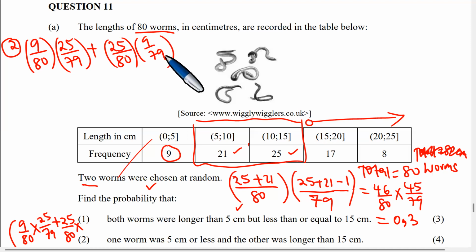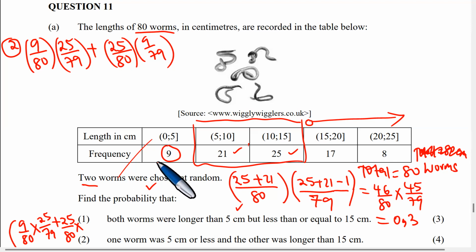Look at these carefully. So the way we do the probability, it is a random thing, but one worm was 5 centimeters or less, and the other was longer than 15. Remember, two worms are chosen at random. So either you choose the shorter one first, and then you choose the longer one. So you choose 9 out of 80, and then you choose 25 out of 79. Or you choose the longer one, 17 plus 8 out of 80, and the shorter one, 9 out of 79.